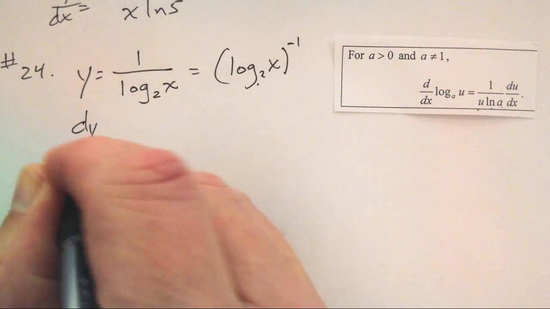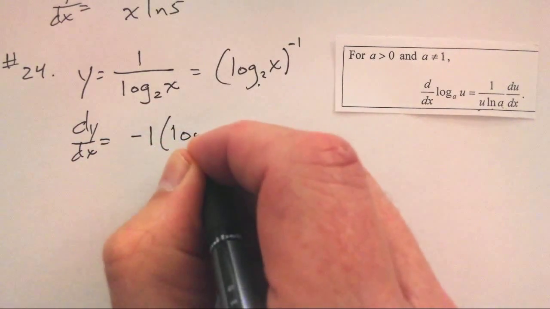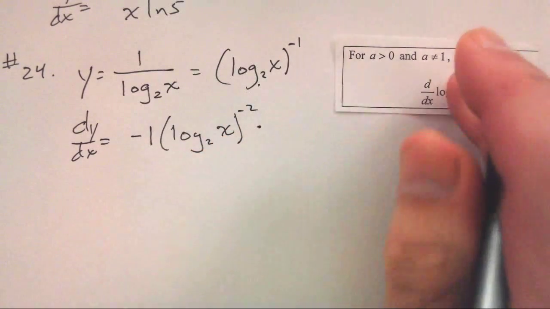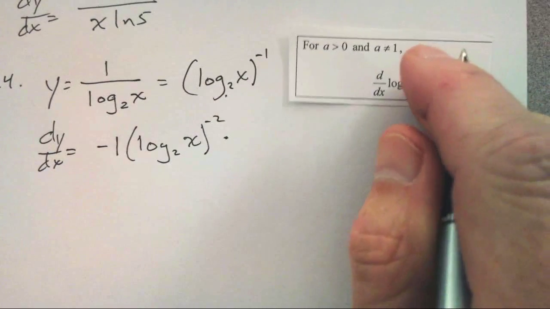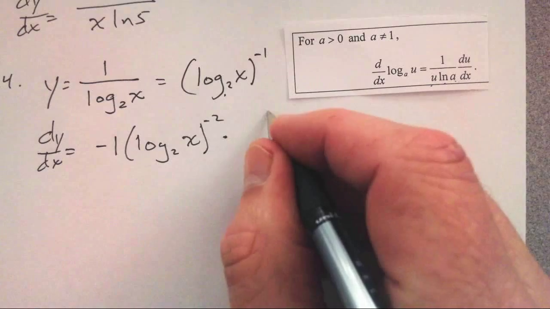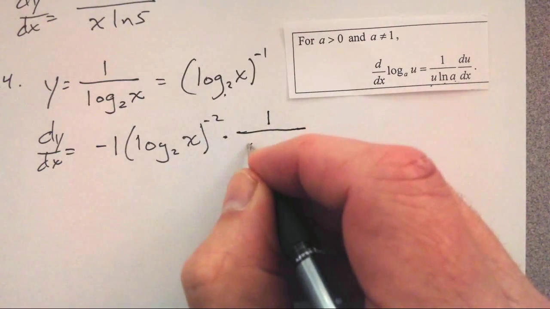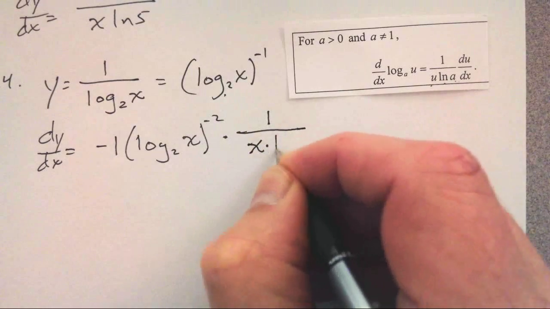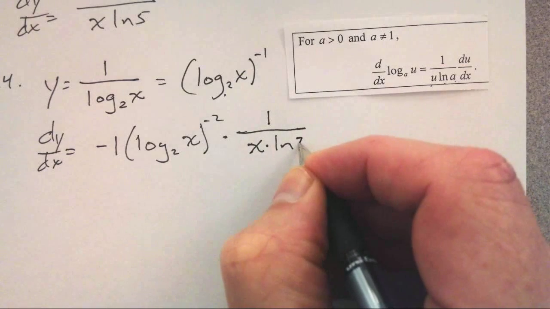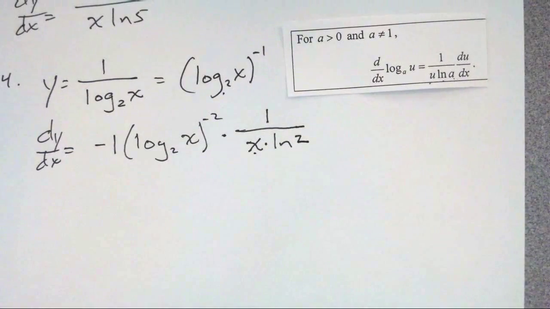dy dx, my outside derivative is negative 1 of my inside function log base 2 of x to the negative second times my inside derivative. But my inside derivative is not ln, it's log base 2. It still wants to act like ln, 1 on the argument, 1 on x, but I compensate with ln of our base 2 times the inside derivative, but the inside derivative is x.